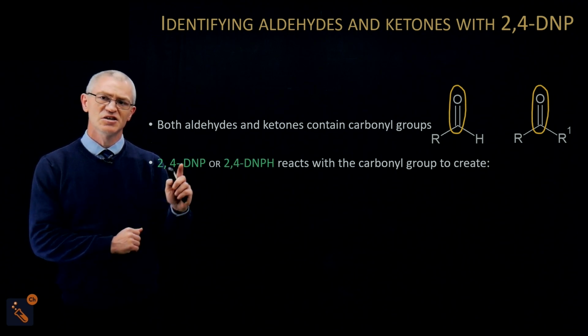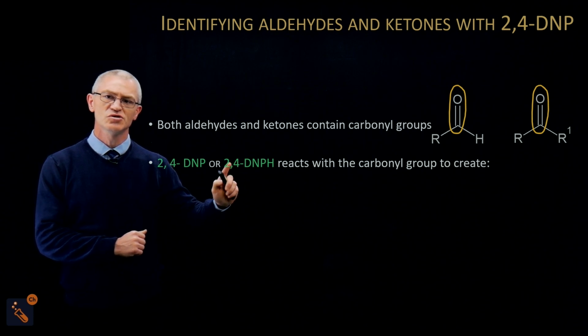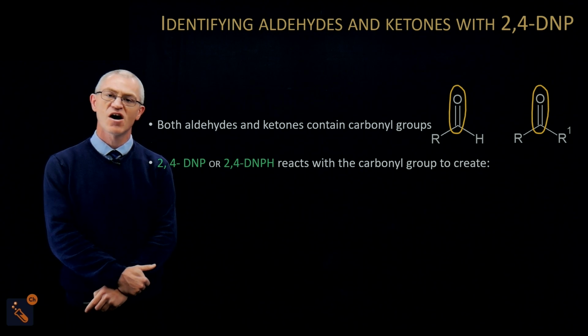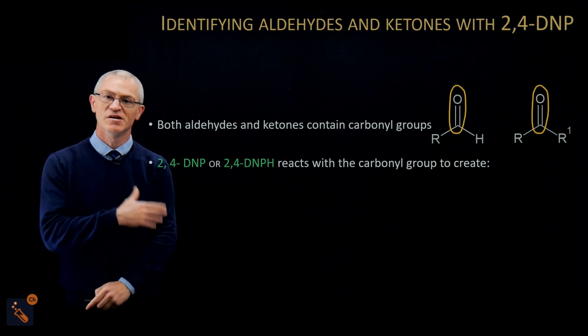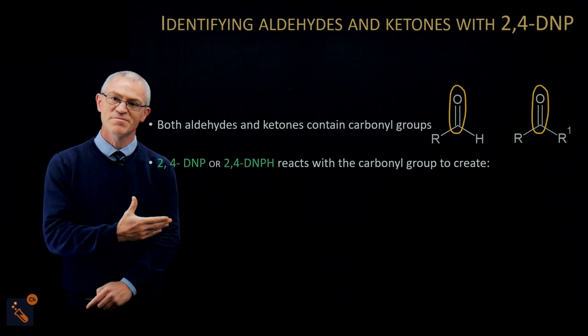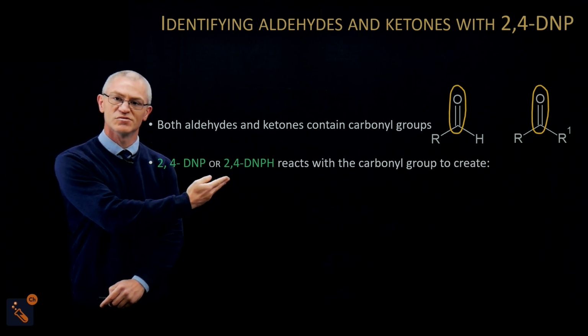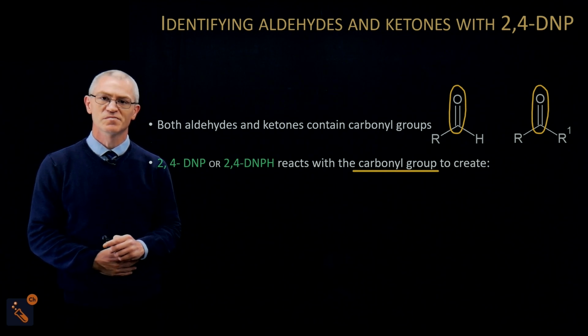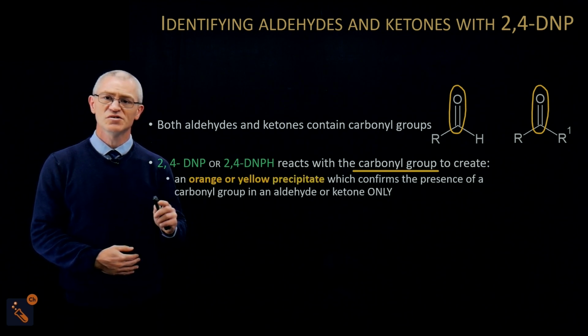So, as I've said, you can call it 2,4-DNP or 2,4-DNPH, and that stands for 2,4-dinitrophenyl hydrazine. Again, don't need to remember the really long name, 2,4-DNP or 2,4-DNPH. It's perfectly fine. And it reacts with that carbonyl group, and it creates an orange or yellow precipitate.